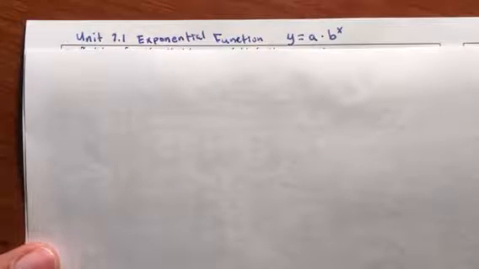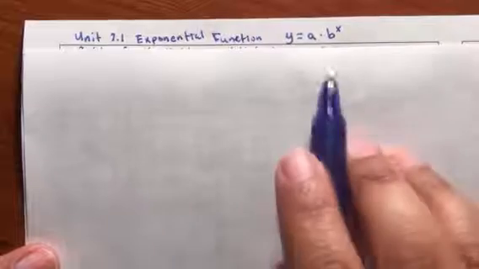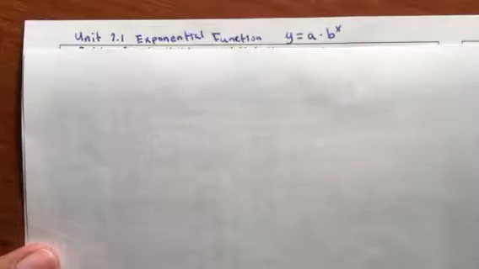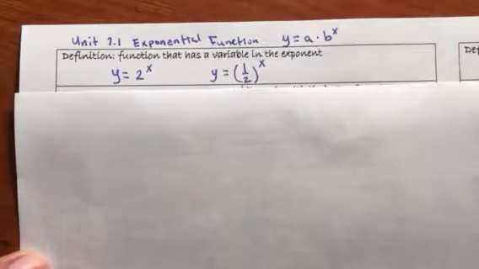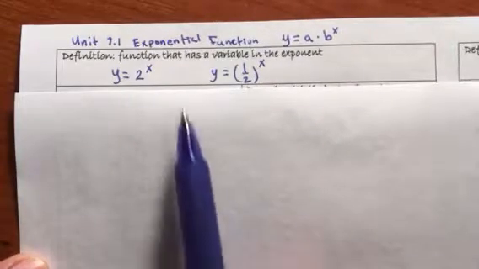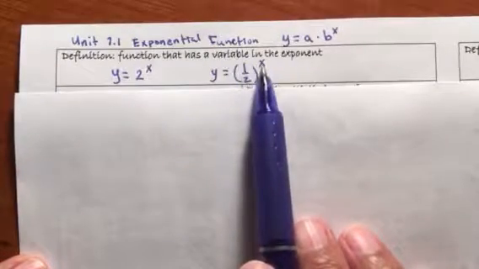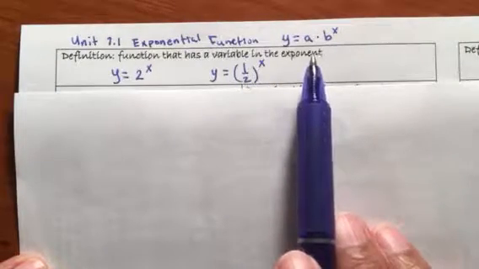Unit 7.1, exponential function, which takes the form y equals a times b to the x. And we'll talk about this in just a minute. We'll talk about what a and b mean. So the definition of an exponential function is a function that has a variable in the exponent.